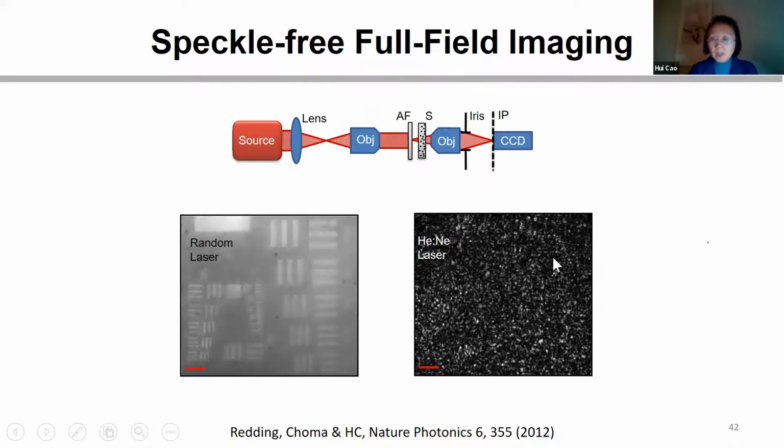If we use a helium neon laser, we see a lot of speckles. We don't see any image there. But if we use a random laser as the illumination, we can still see the image here, even though the contrast is getting lower.